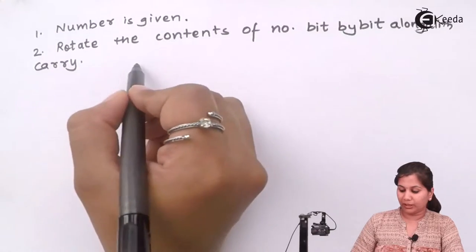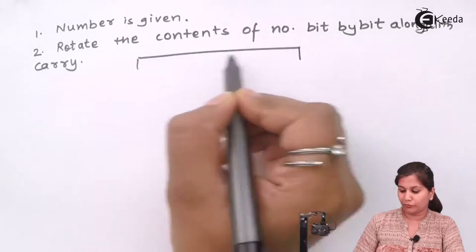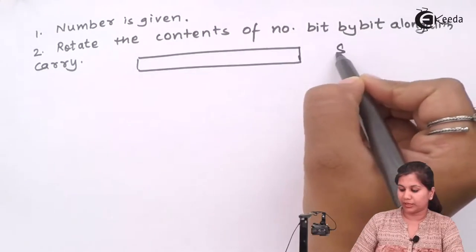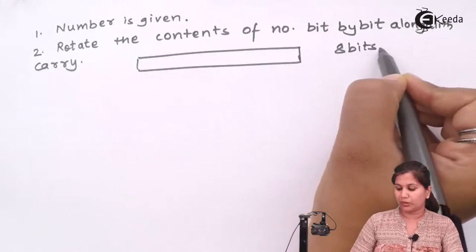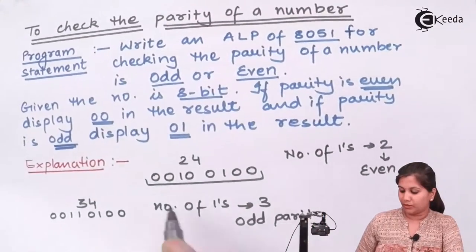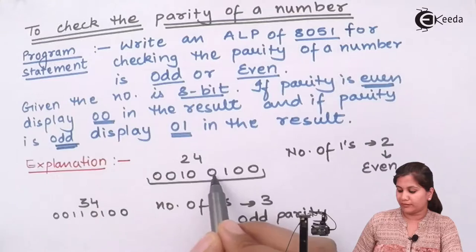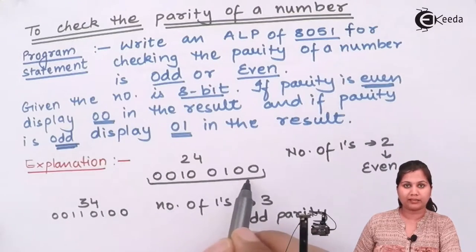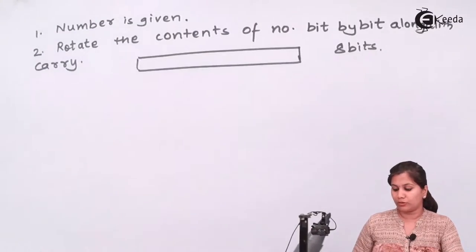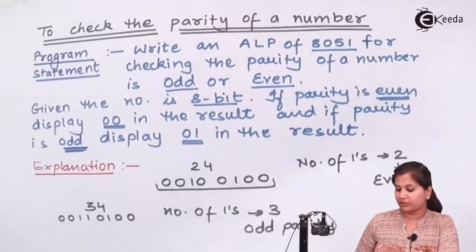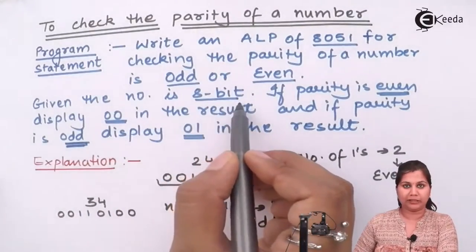Now we know that every number is represented in the form of 8 bits. There are 8 bits in the number. You can see here also 1, 2, 3, 4, 5, 6, 7, 8. 8 bits are there. And it is already given to us in the question that the number is an 8-bit number.